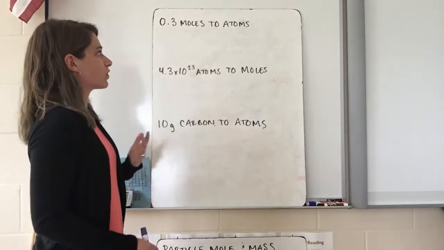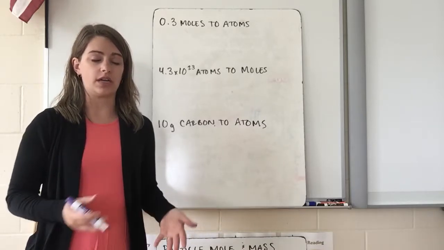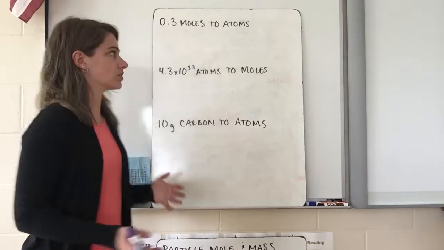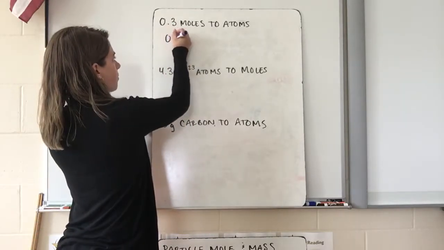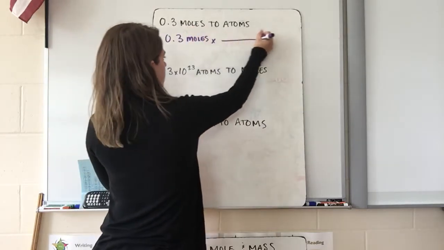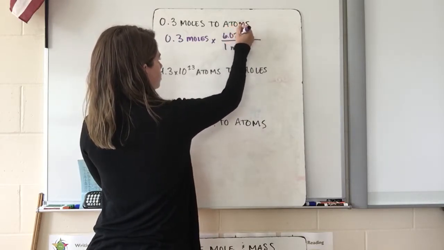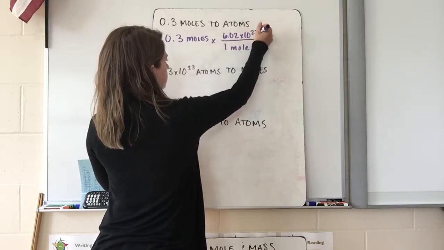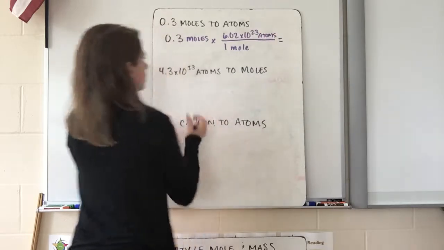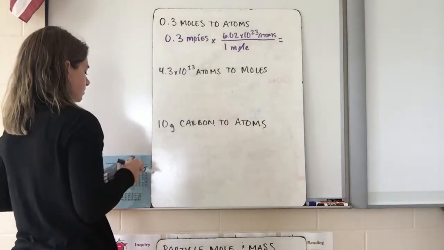Example 1, convert 0.3 moles into atoms. So Avogadro's number, 6.02 times 10 to the 23rd, applies to any type of particle. So it applies to both atoms and molecules. Okay, so we're going to take 0.3 moles, and we know that 1 mole has 6.02 times 10 to the 23rd particles, or in this case, atoms is the more specific name. So my units cancel. So I'm going to do 0.3 times 6.02 times 10 to the 23rd.